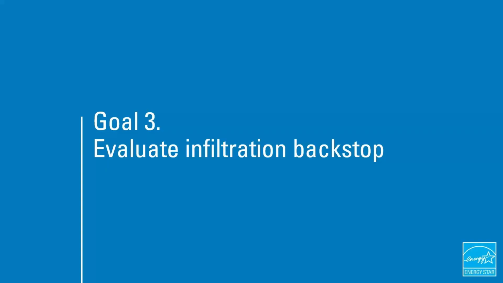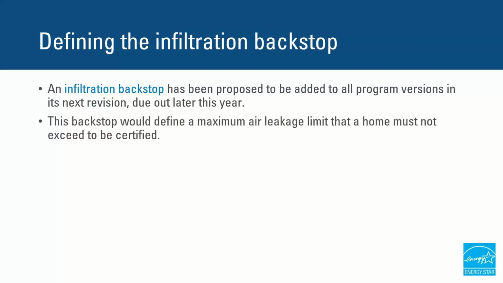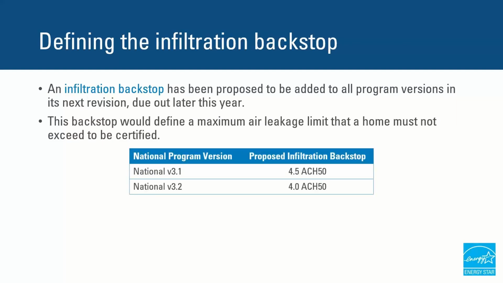Finally, let's briefly discuss our third goal, evaluating the infiltration backstop. Separate from this new version that we're discussing today, the EPA is proposing to add what we call an infiltration backstop to all of its program requirements in the next revision due out later this year. By infiltration backstop, I mean a maximum air leakage rate that a home must not exceed in order to be certified. So we've separately proposed adding an infiltration backstop of 4.5 ACH50 for National version 3.1 and a more stringent backstop of 4 ACH50 for National version 3.2.